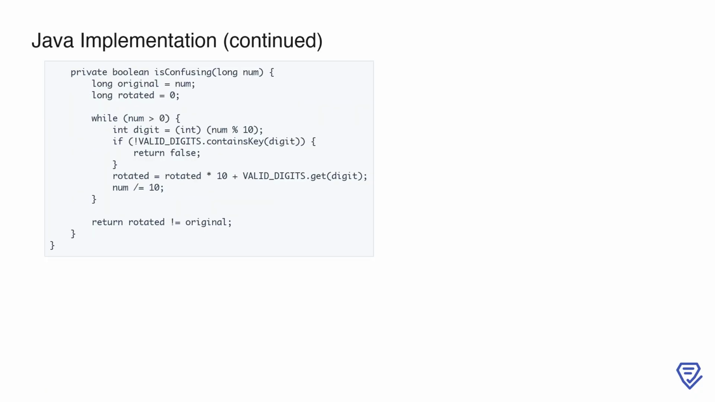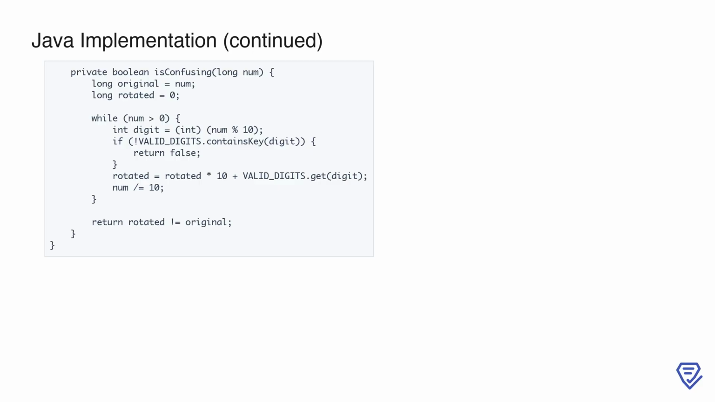To determine if a number is confusing, we use the isConfusing method. The method takes a number as input and begins by storing its original value. We also initialize a variable, rotated, to store the rotated version of the number as we compute it. While the number is greater than 0, we extract its last digit using the modulo operation.